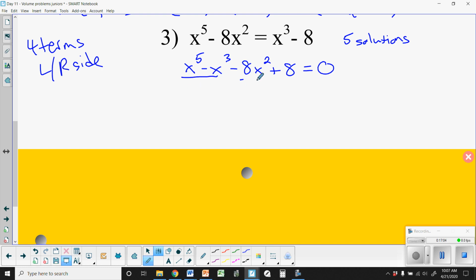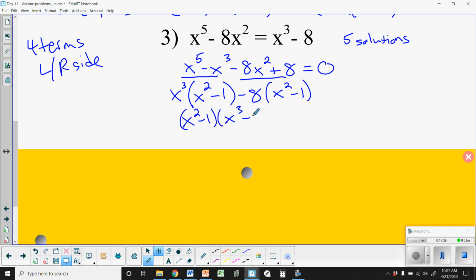All right, so we already said left side, right side. So let's look at our left side. What can we factor out? X cubed. All right, so I'm already thinking, ooh, x cubed, maybe I'm going to have something that has to do with cubes. All right, x to the 5th divided by x cubed, we get x squared minus 1. What are we going to divide by the right side? That's right, a negative 8. Because then if we divide by negative 8, we're going to get x squared minus 1. And we want to make sure that these two things are the same. So let's take out that x squared minus 1 and that x cubed minus 8.